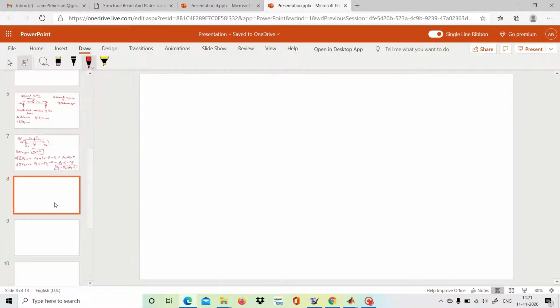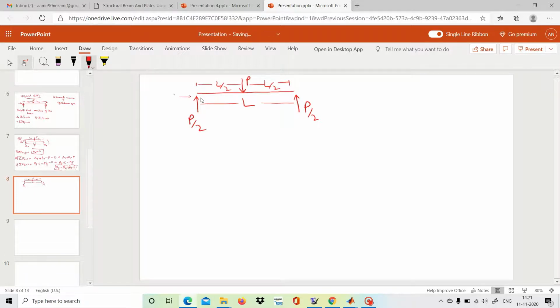So now we found the reactions. This is P by 2, this is P by 2, and the force P is acting at a distance L by 2 from both sides, and the whole distance is L. And this horizontal reaction was 0, so we do not need to show it here. No need to show the horizontal forces, since no reactions will be developed there.